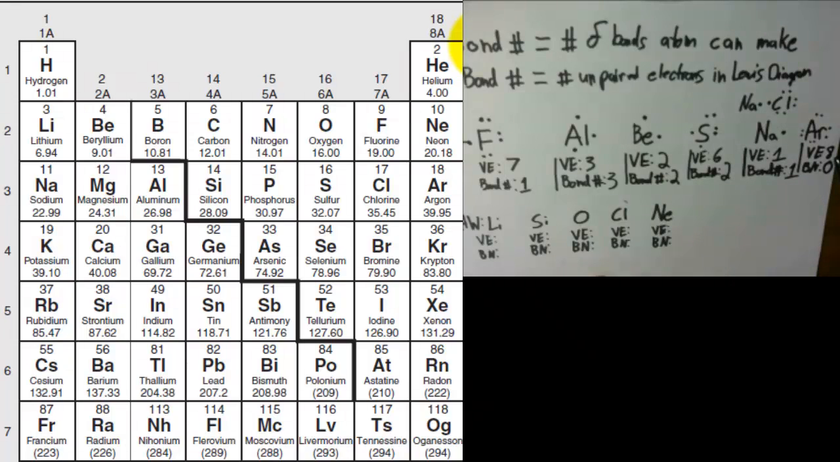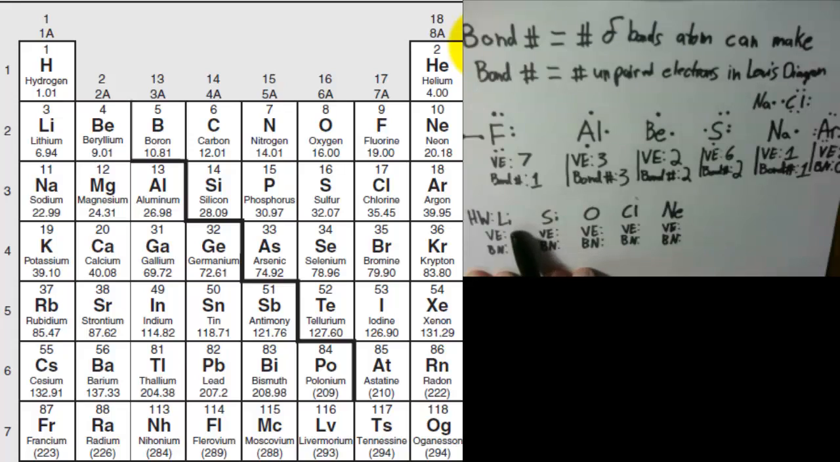But anyways, there's no free electrons, so there's no way for those to bond. Okay, so those are the examples I'm going to do. What I'm going to ask you to do is to then take a look at these examples down here, and your assignment for the day is to try and do this process for these 5 elements here. So you've got lithium, silicon, oxygen, chlorine, and neon.